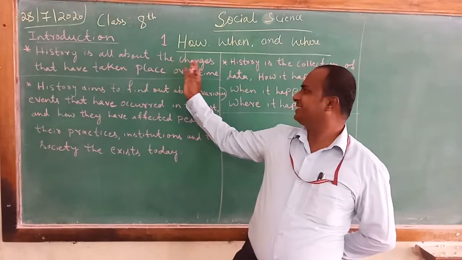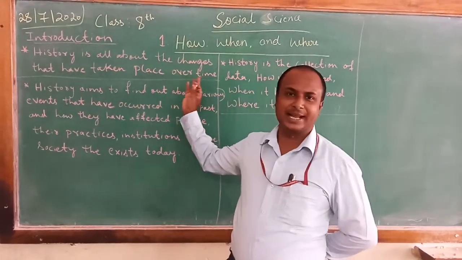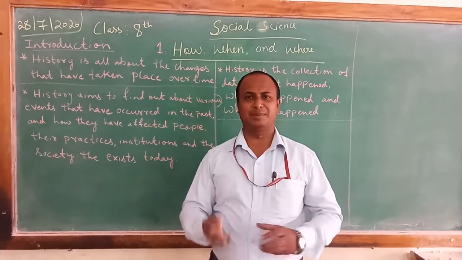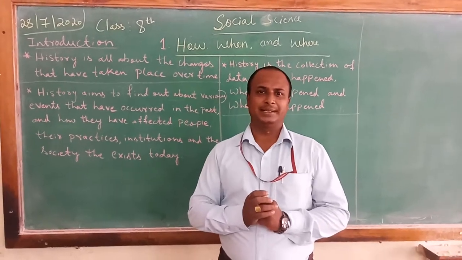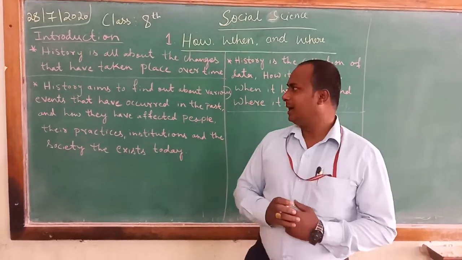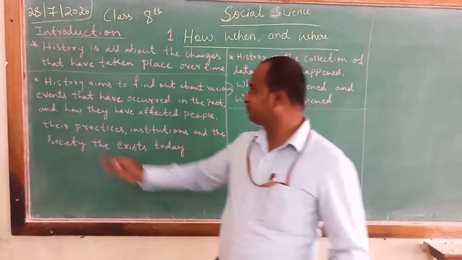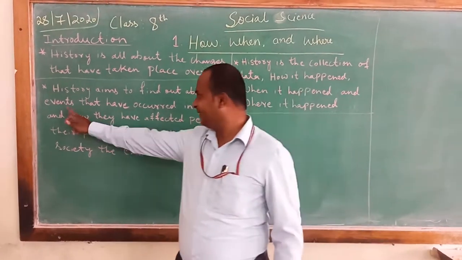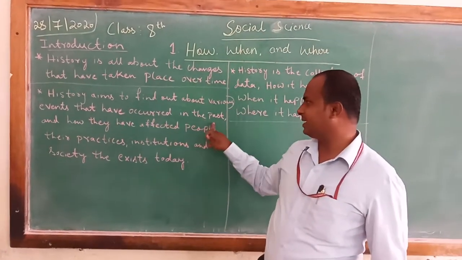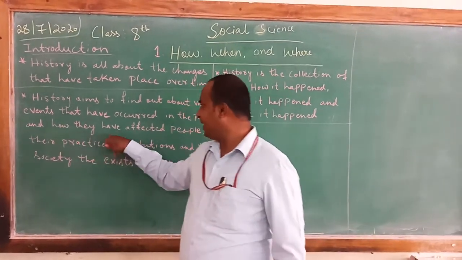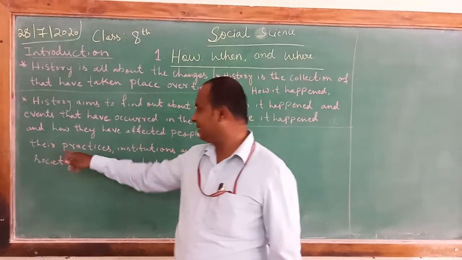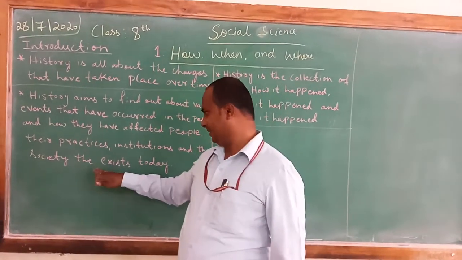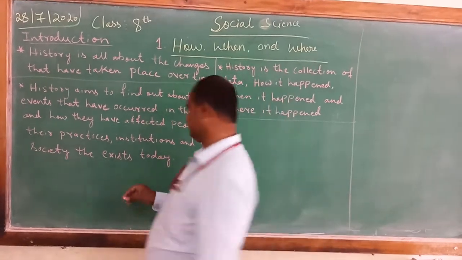History is all about the changes that have taken place over a time. What can we say? History is nothing but what changes have taken place over a time. We can add that history aims to find out about various events that have occurred in the past and how they have affected people, their practices, institutions, and the society they exist in today.